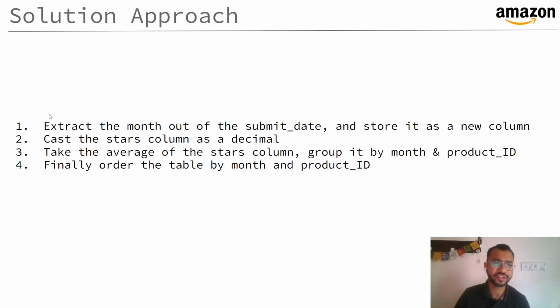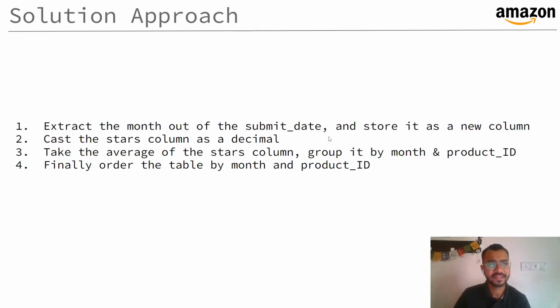So this is a four-step solution approach. The first step is that we will create a new column called month, and we will extract the month out of the submit date. Then we will cast the stars column as a decimal so that it gives us a rounded value up to two decimal digits when we take the average. The third step is that we will take an average of the stars column. We'll group it by month and product so that we get the results at a month and product level. And finally, we will order our table by month and product ID.